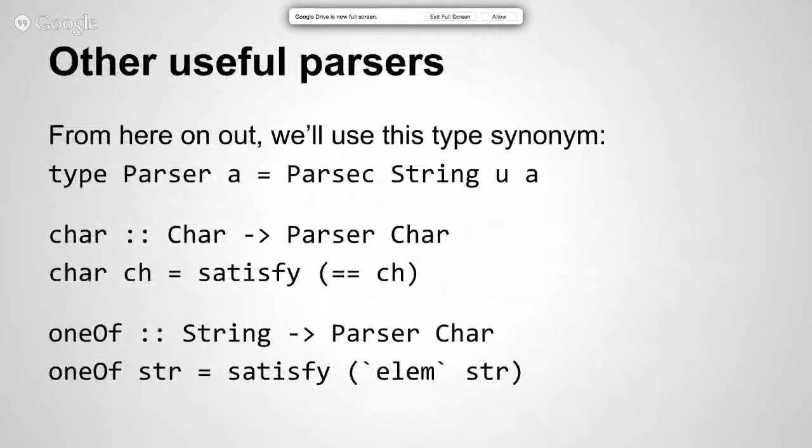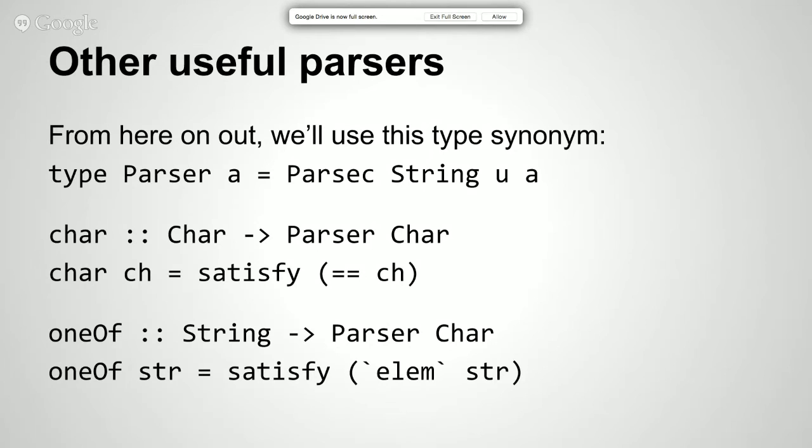So, some other useful parsers. From here on out, I'm going to use the type synonym Parser A to mean Parsec String U A. That's just factoring out the stuff that doesn't change for our purposes, because Parsec is a general parser. It doesn't parse only strings. So char is a parser that parses exactly that character. And if it sees something different, then it fails. We can build that using satisfy. I don't think it's actually built under the hood using satisfy, but it could be.